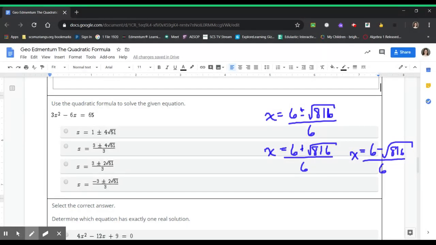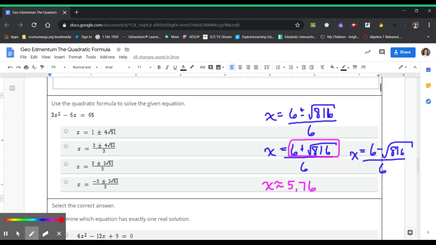Now we can take those and put them individually into our calculators and find out what those decimal values are. I put this into my calculator first. I do 6 plus the square root, using the second button and the x squared button on your TI calculators, 816, press the equals button. You should get 34.5657 with more decimals beside it. Then you hit divide by 6, and x is going to be approximately, because we're going to write it as a decimal, 5.76. So that takes care of one of the answers.